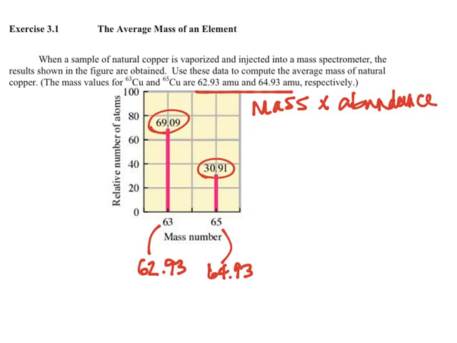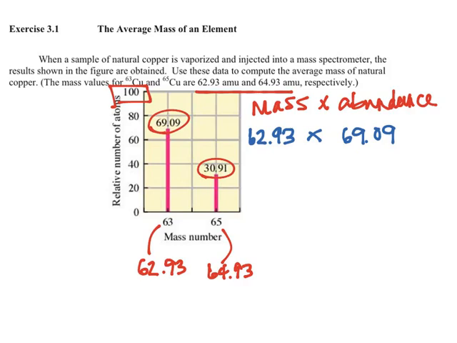In this case, because it says our relative number of atoms is a total of 100, we can think of these as the same thing, really, as the percentage. And so what I would want to do is take my mass for the first isotope, so 62.93, and multiply that by the abundance, so 69.09. Now, last year when we talked about this, we talked about maybe changing your percentage right away into a decimal. I would recommend that. It keeps your numbers smaller. If you don't do that, you need to divide by 100 at the end.